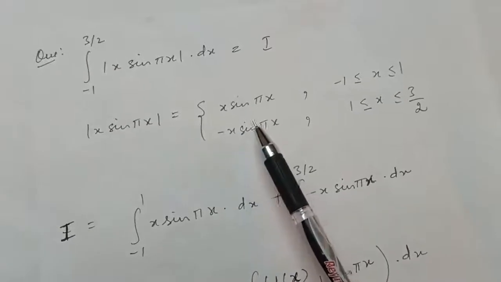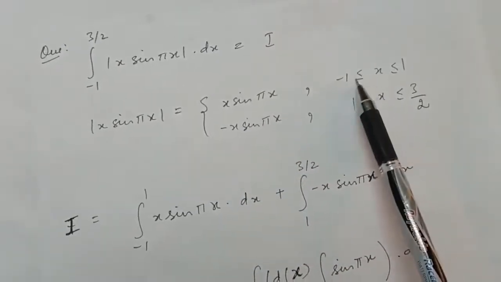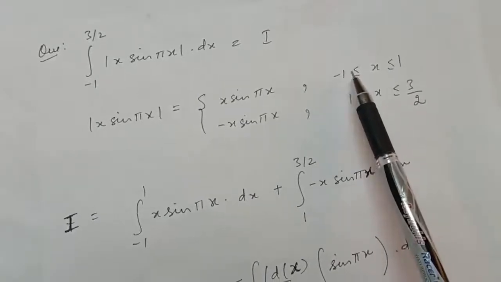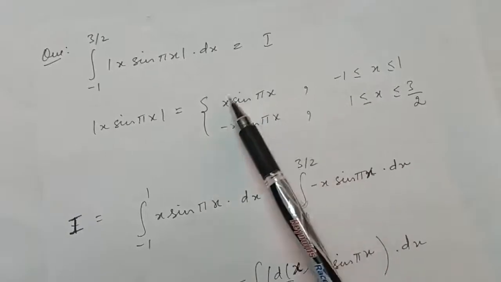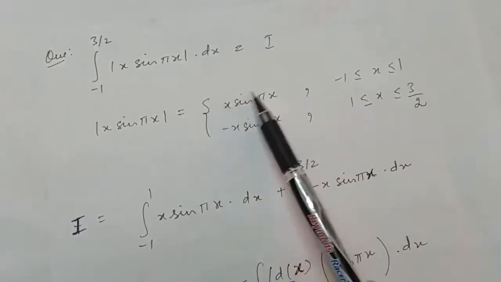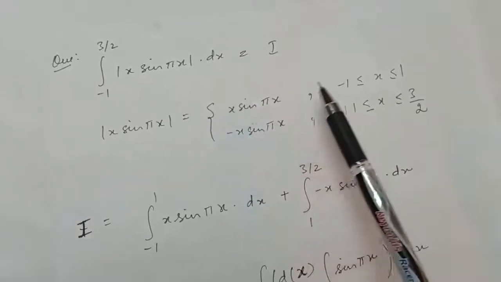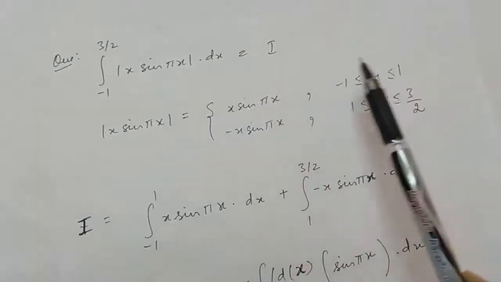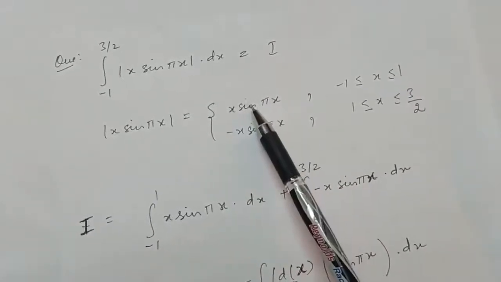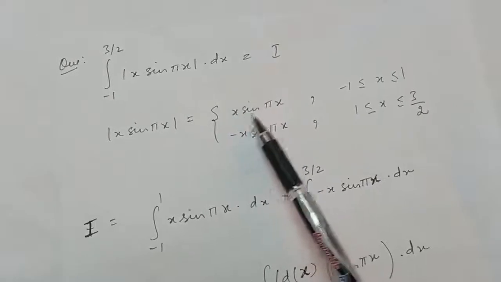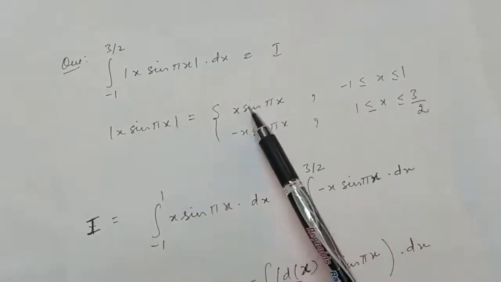Why is this so? See, when x is from minus 1 to 0, that is, greater than minus 1 and less than 0, then x will be negative and sin pi x will also be negative. So negative negative is positive. And when x is from 0 to 1, then x will be positive and sin pi x will also be positive. So positive positive positive. So in this interval the modulus is positive.